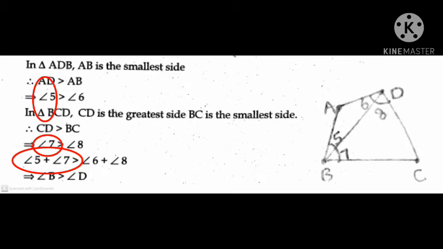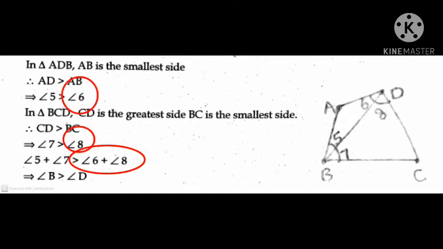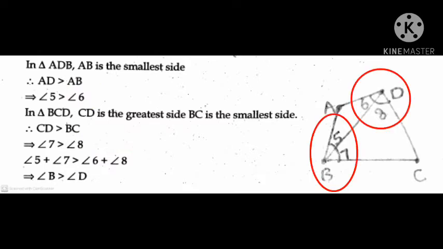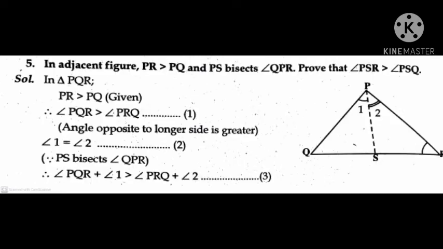Now, we should add angle 5 and angle 7. That is angle 5 plus angle 7 is greater than angle 6 plus angle 8. See the figure. If we add angle 5 plus angle 7, we get angle B, greater than if we add angle 6 plus angle 8, we get angle D. Hence proved.